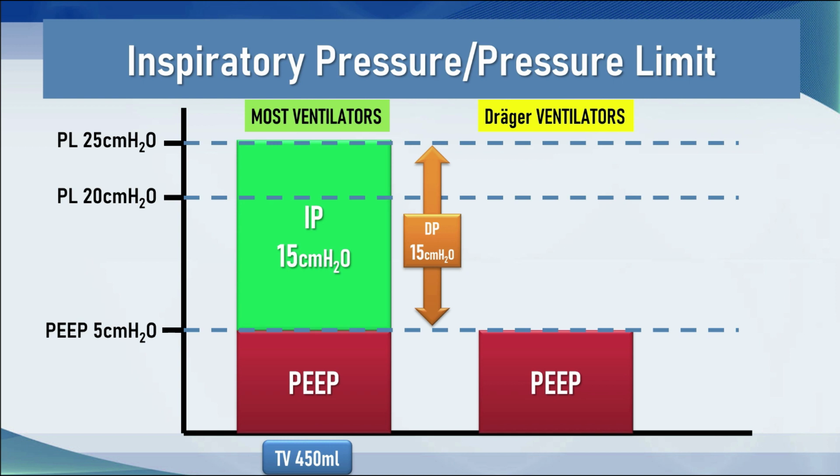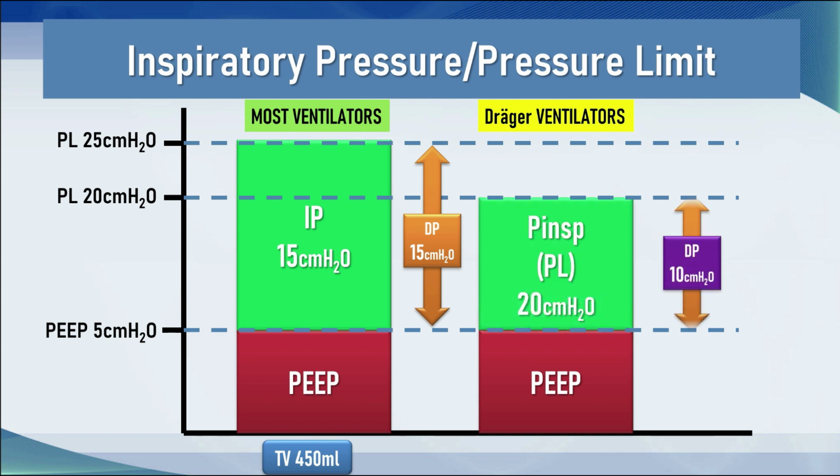On the Drager ventilator, we have not changed the Pinsp. So when we cycle the ventilator to inspiration, the airway pressure increases from 10 centimeters of water to 20 centimeters of water with a driving pressure of 10 centimeters of water, and this results in a tidal volume of only 350 mils. So it's important to understand that increasing the PEEP does not nudge upwards the inspiratory pressure on the Drager ventilator.